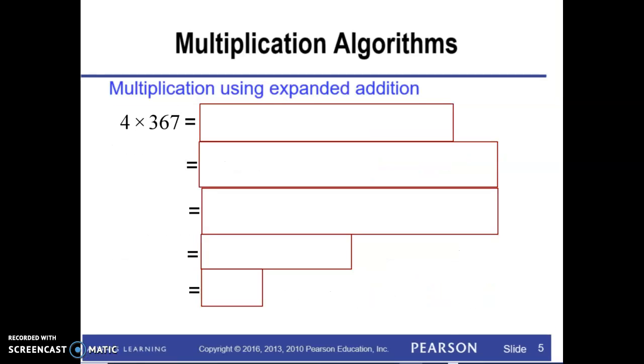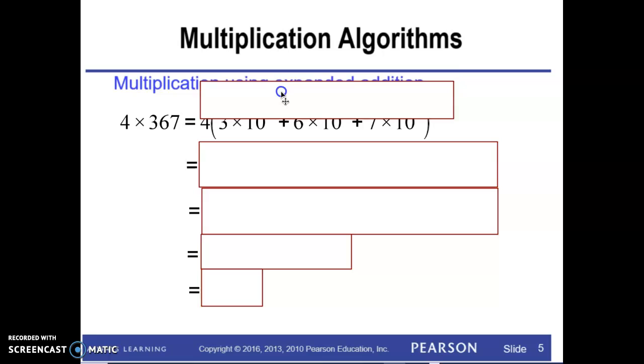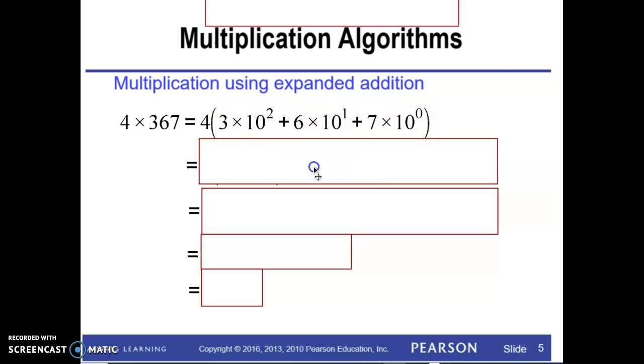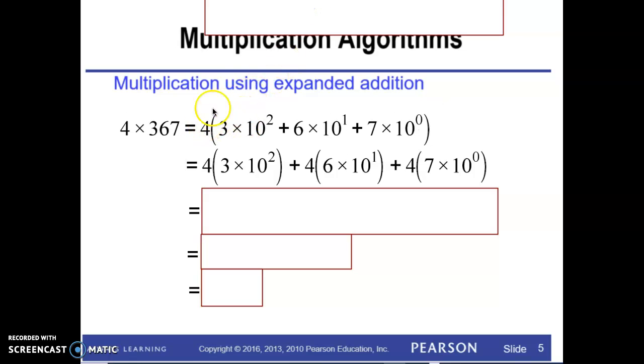Okay, let's look at multiplication using expanded addition. We've had multiplication, writing word problems and various things like that. Let's look at some different algorithms for multiplying. So if you think about the number 367, and I write that using expanded notation, and I'm multiplying 4 times this. Okay, so I've got 4 multiplied by several things added together in parentheses. So I can use my distributive property. I can just distribute the 4 across to each one of these, and that's what I've done here.